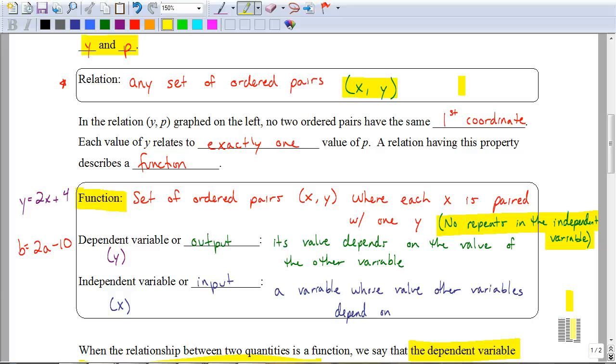An independent variable, though, is completely independent. It can make its own decisions. You can pick anything you want for x. So the definition of an independent variable is a variable whose value other variables depend on.